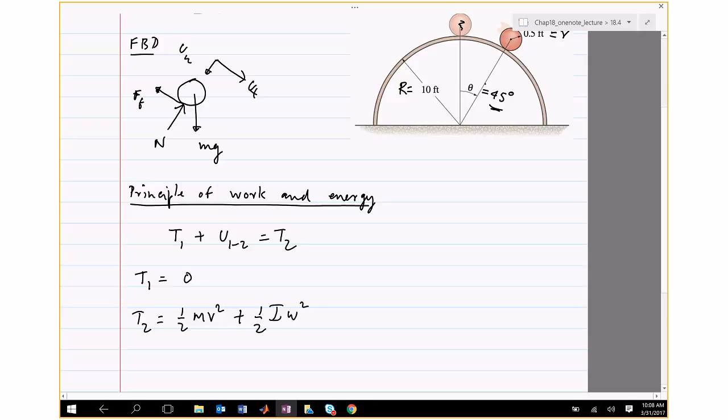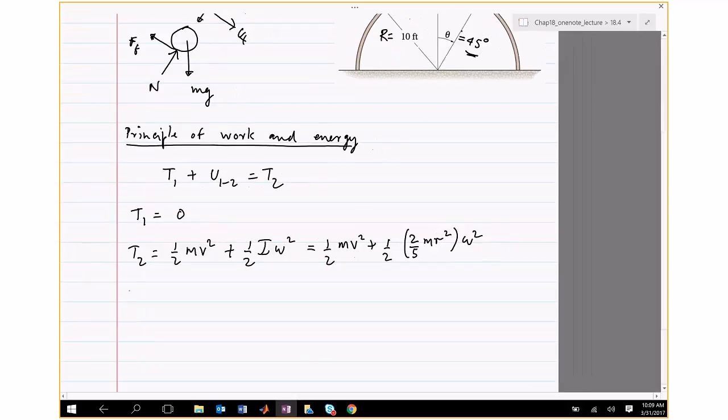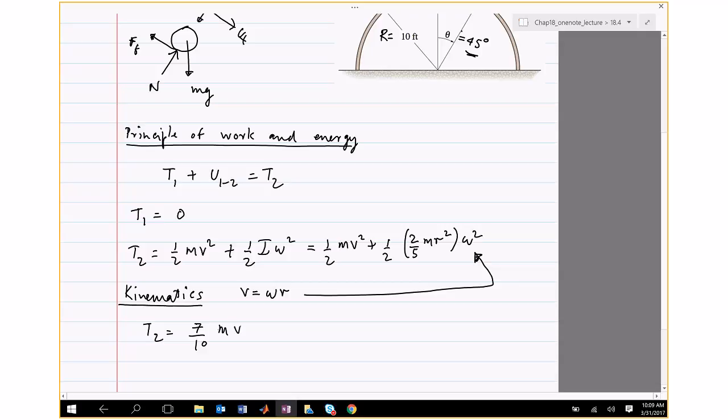Okay. Now the inertia for a sphere, and I'll give it to you, is 2/5 mr square. So half mv square plus half times inertia, which is 2/5 mr square, omega square. Okay. Is there a relation between v and omega? So kinematics, because the sphere is rolling, the velocity is omega times r. And so we can simplify T2. So I'm going to shove this in here to get, I'm going to just write the final answer, but you can simplify it later on. So it comes out to be 7/10 mv square.